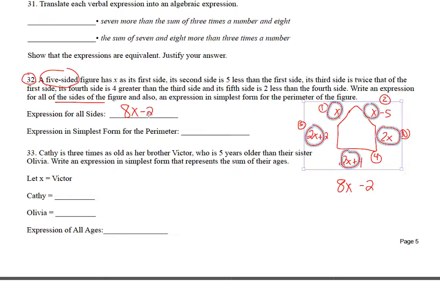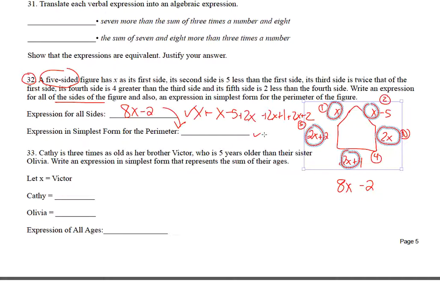Now, actually, that's the answer for the second blank, the expression in simplest form. The expression for all sides would simply be x plus x minus 5 plus 2x plus 2x plus 1 plus 2x plus 2. So that's everything all together for the expression for all sides, and in simplest form that would be 8x minus 2. Make sense?